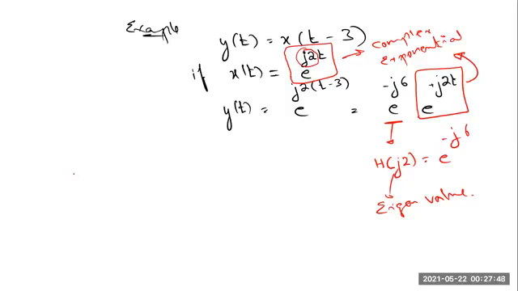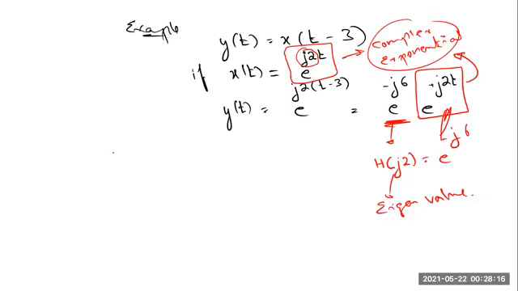So through this simple example, you can see that for an LTI system, if the input is a complex exponential, the output will also be the same complex exponential multiplied by this eigenvalue. Now with this understanding, let me come to the Fourier series representation.